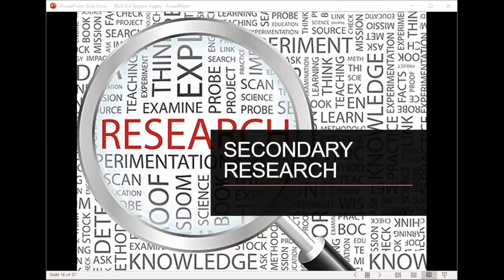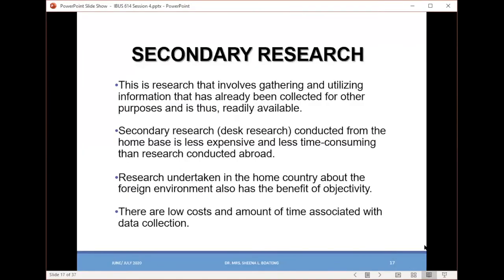When we talk about secondary research, we are referring to research that involves gathering and utilizing information that has already been collected for other purposes and is thus readily available. In that case, you can just sit at your desk and go on a search, either by making phone calls, sending emails, browsing the internet, or having your assistant visit a public library or an institution to request information from their databases or repositories. Hence, another name for secondary research is desk research.